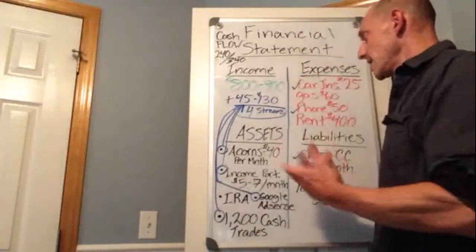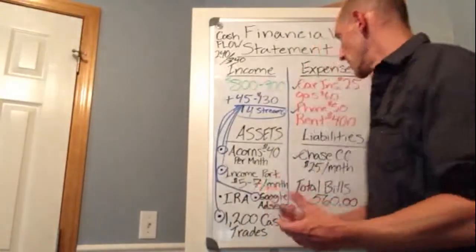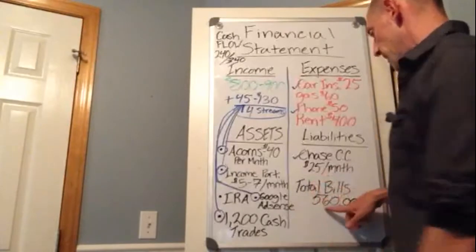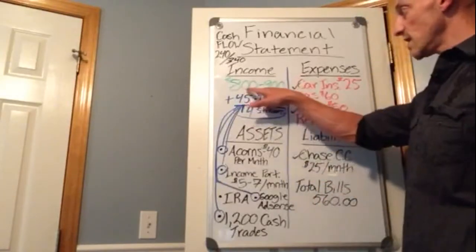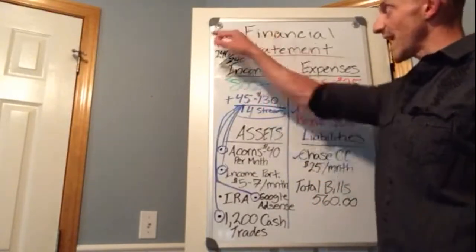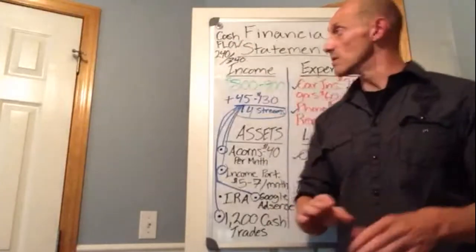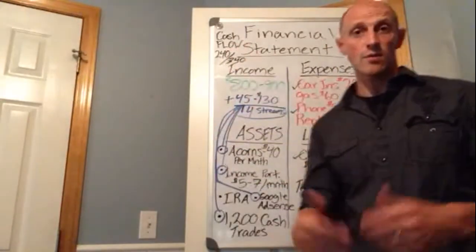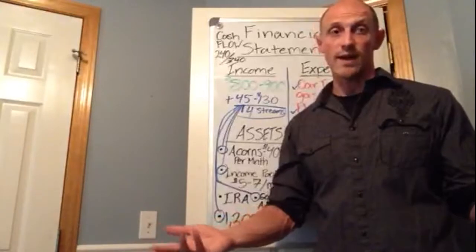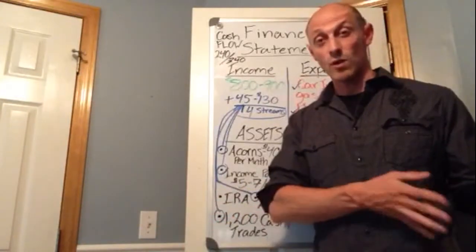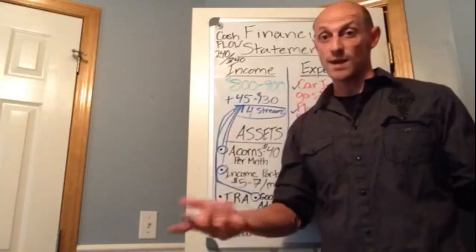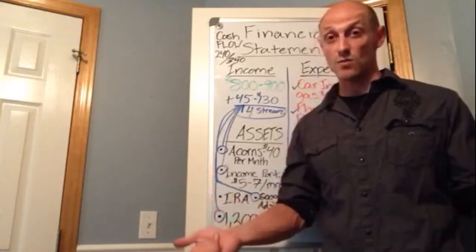But for me, it's not that bad, because here's the thing: my bills are $560, and my income's $800 to $900. That means my cash flow after I pay all my bills is roughly $240 to $340 a month. For somebody who's going back to school part-time and working part-time, that's not a bad situation to be in, because I have extra money.